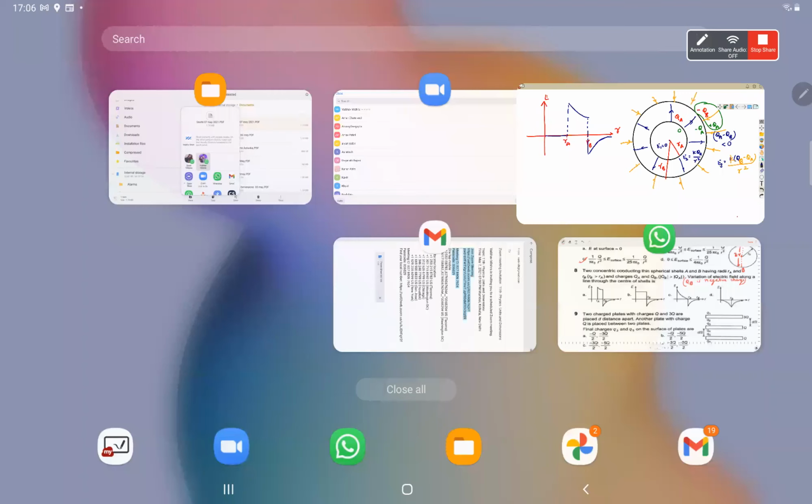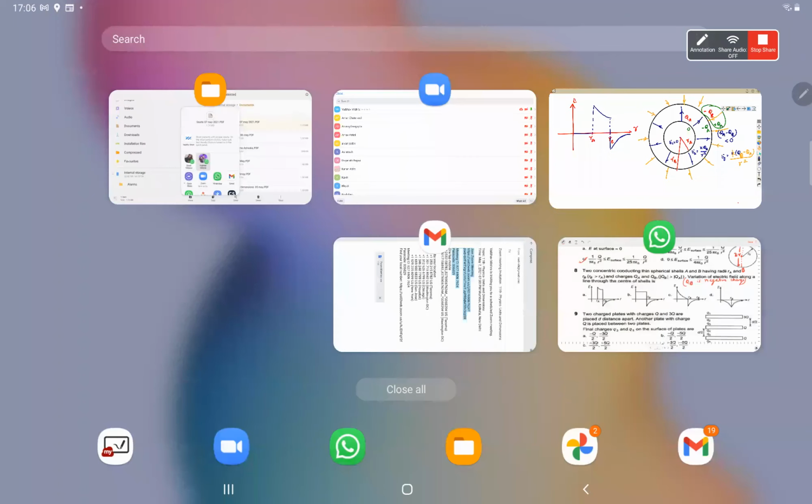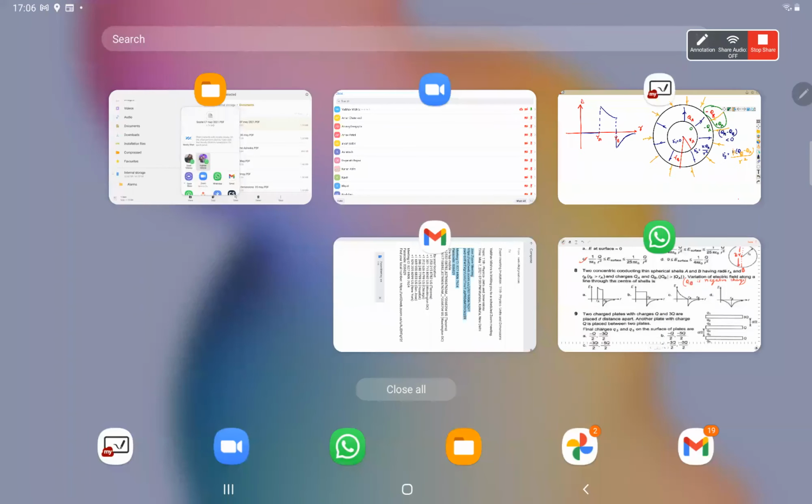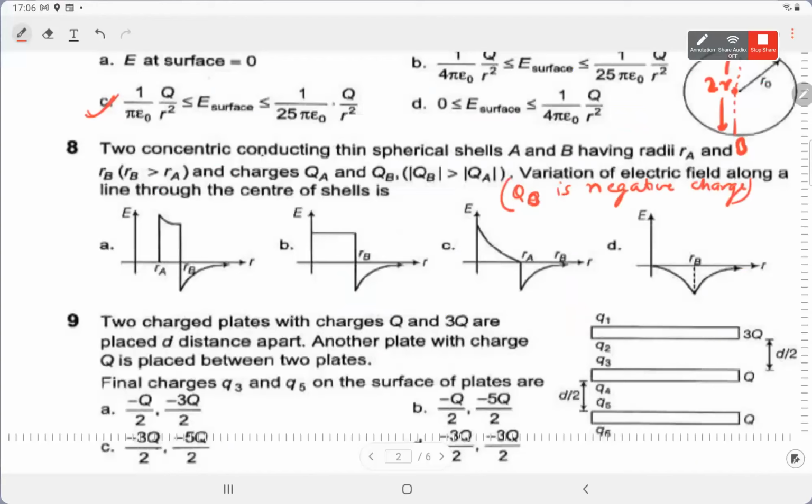First option. So this information was missing here. You can add this in the question: that the charge of B is negative, A is positive, and the magnitude of charge on B is greater than charge on A. Clear? So we did these type of questions, but we didn't draw the graph. This question is in the form of graph. So you have to just draw the graph.